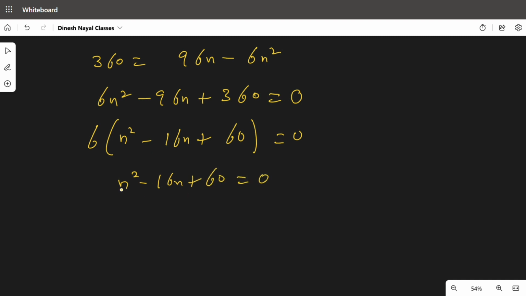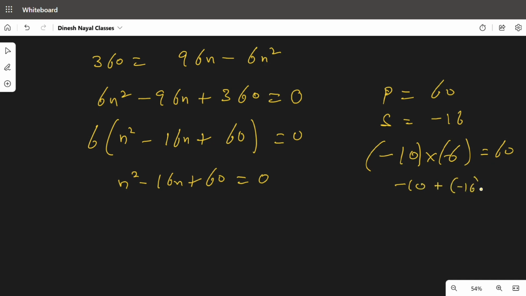Now see, over here the coefficient of n square is 1. So 1 into 60, we have to find two numbers whose product is 60 and sum is minus 16. I think this is very easy because we know that 10 into 6 is 60. So we take minus 10 and minus 6, because minus 10 into minus 6 will be 60, and the sum of these two will be minus 16. So just writing it over here: n square minus 10n minus 6n plus 60 equals 0.